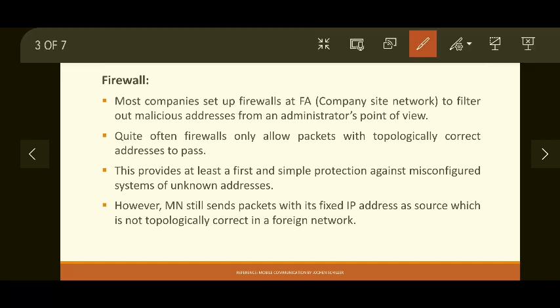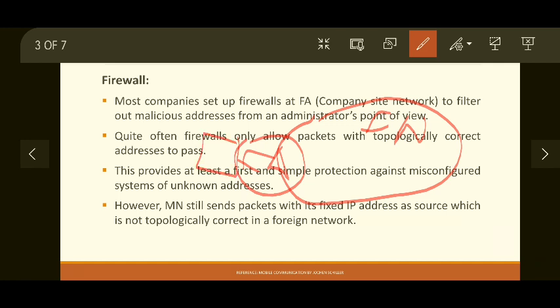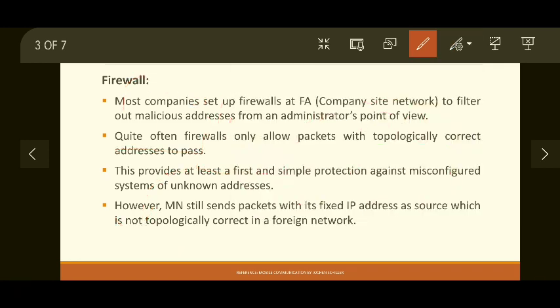So if we talk about a general scenario, this is my foreign network. Here I have a foreign agent. Here I will have a firewall. Whatever packets come into this network will go through the firewall, and packets going out of this network will also go through the firewall. So how do we avoid intruders hijacking your information? As packets go through the firewall, it will filter out any addresses which are not part of the company site network.